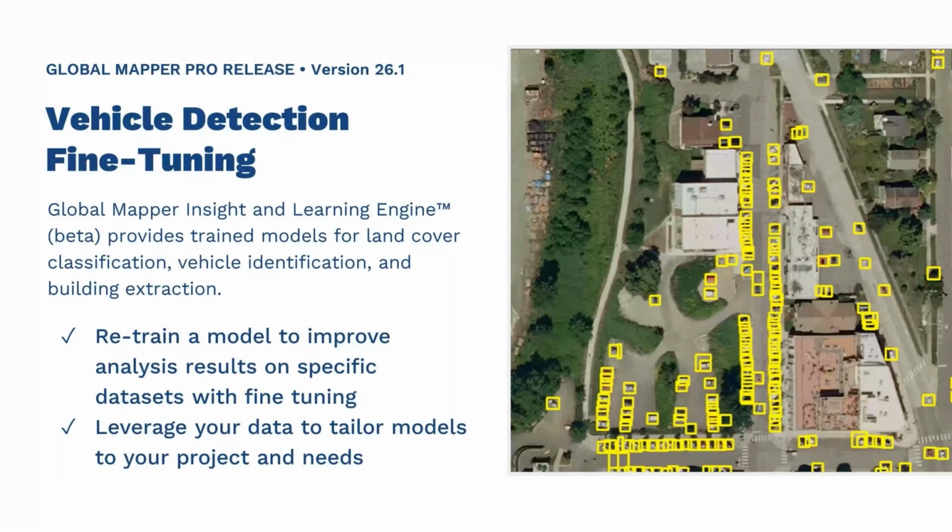And so I mentioned earlier, Insight and Learning Engine was released at version 26, and it currently houses all our deep learning powered image analysis tools. Anybody with a Global Mapper Pro license has access to this if you're running the latest version, which now is version 26.1, but you'll have access to that for free through probably the 26.1 release cycle.